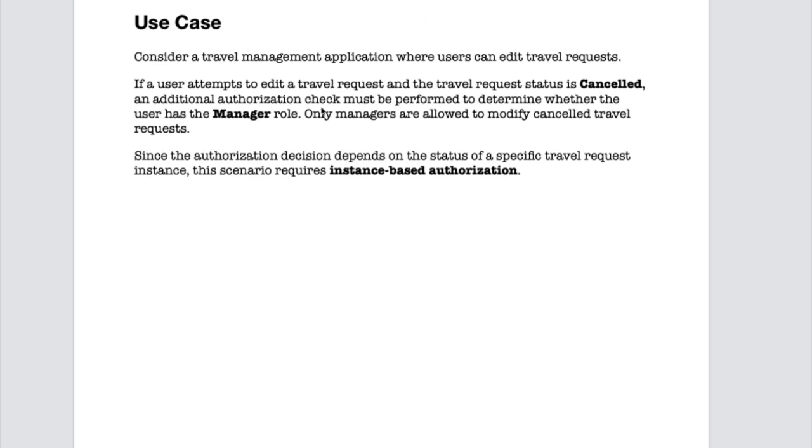So here we have this scenario. If the status is cancelled or rejected for our travel request, in that case we need the authorization that only managers can edit the cancelled line, and for other users it should not be allowed. So this whole thing is based on a single line. Therefore, we need instance based authorization for this requirement. So without wasting much time, let's get started.